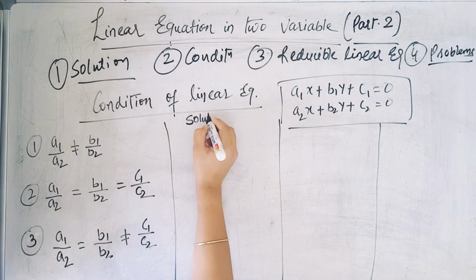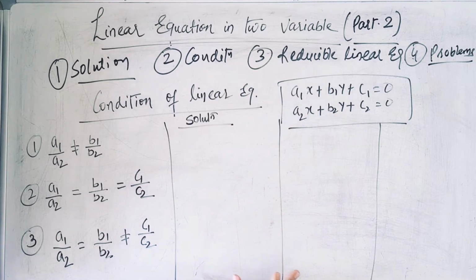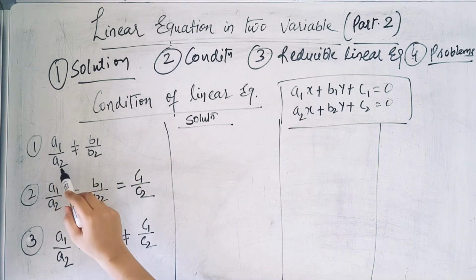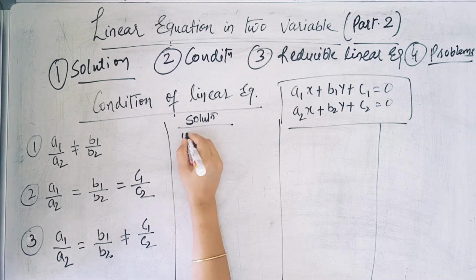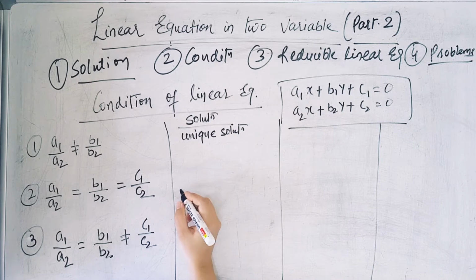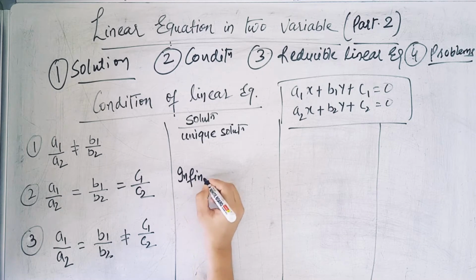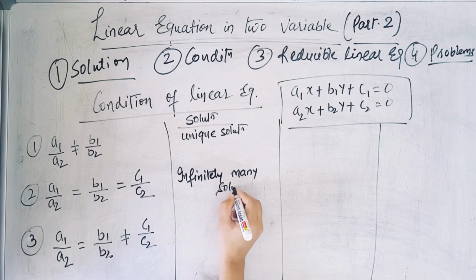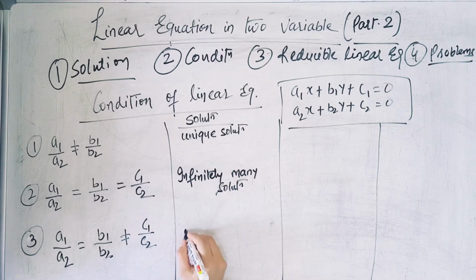First, they ask, without solving, you mention whether it is a unique solution, or infinitely many solutions, or no solution. So by seeing the question you can write: a1 upon a2 is not equal to b1 upon b2, this implies that it is a unique solution. If all terms are equal, it will be infinitely many solutions. Without solving the equation we can see this, and this is no solution.